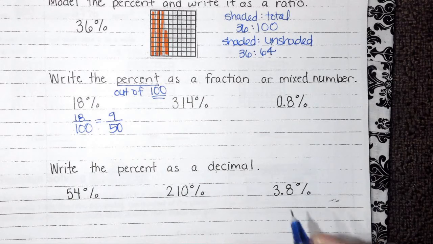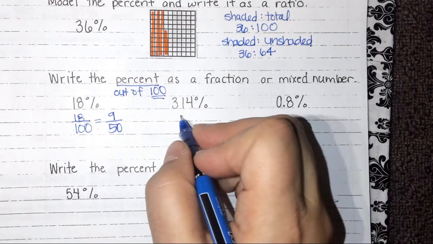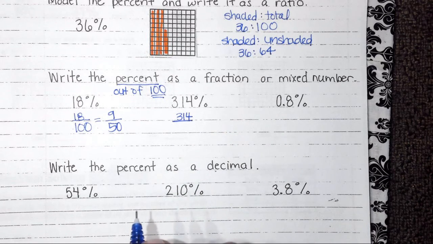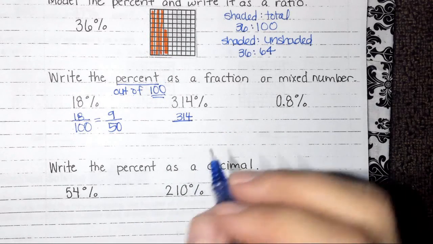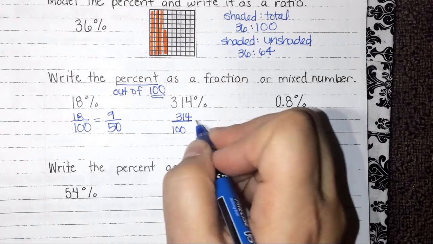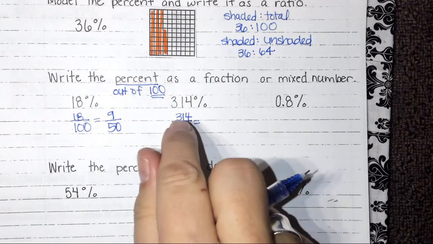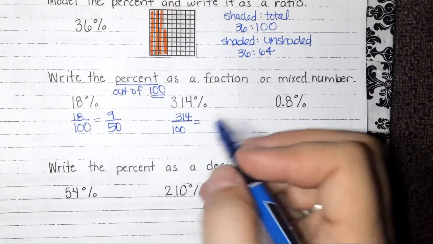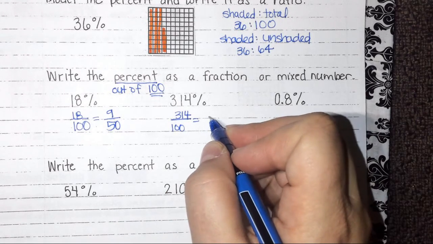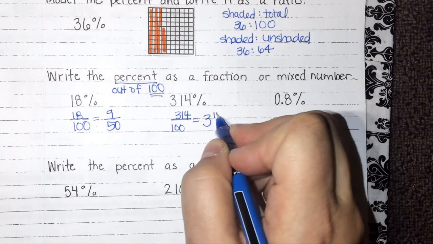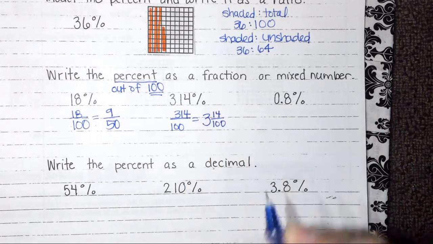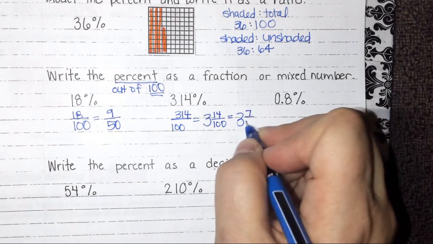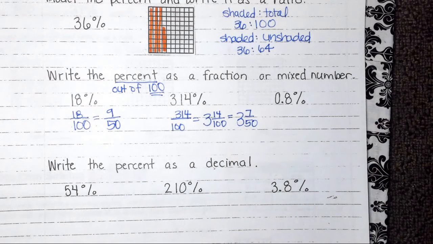Okay, how would you write 314%? Is it over 1,000? Over 100. Again, percent means out of 100. And if it's 314%, we know it's more than one whole. So as a mixed number, it would be what? You got it. Which would be, yep, 3 and 7 over 50.